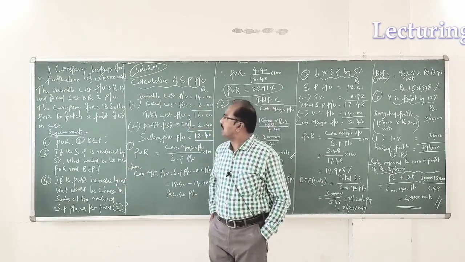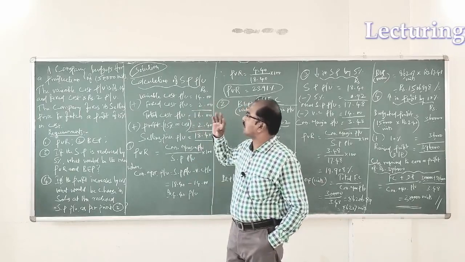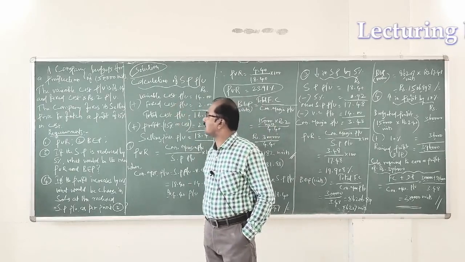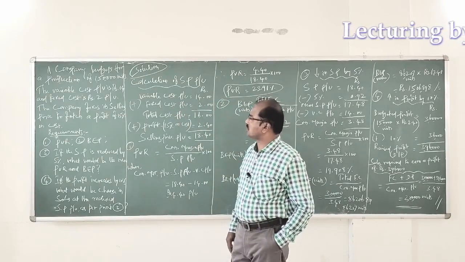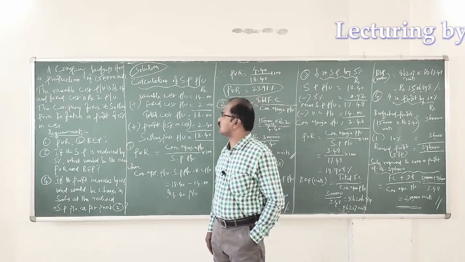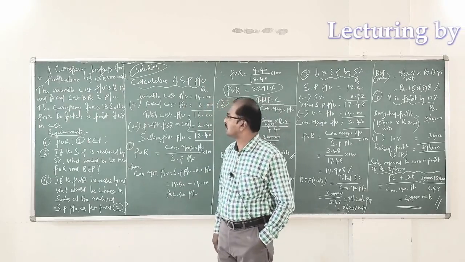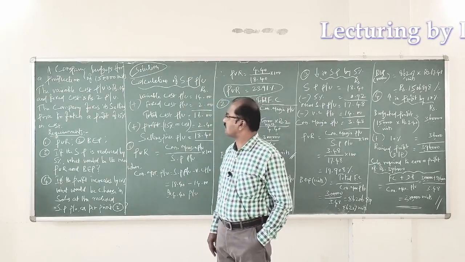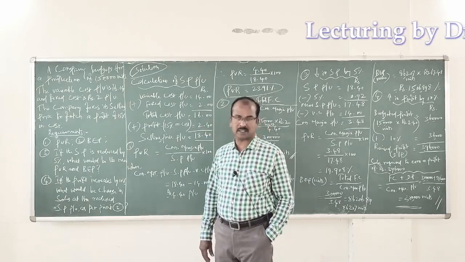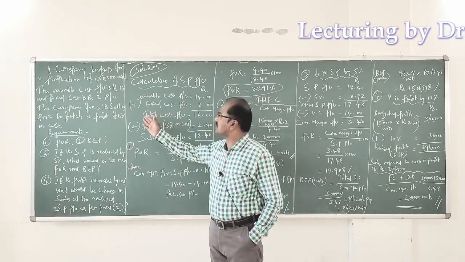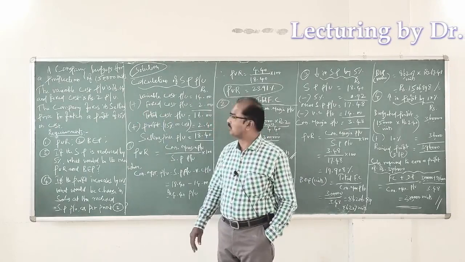A company budgets for a production of 1,50,000 units. The variable cost per unit is rupees 14 and fixed cost is rupees 2 per unit. The company fixes its selling price to fetch a profit of 15% on cost. So what is it we understand from the paragraph given in the problem?